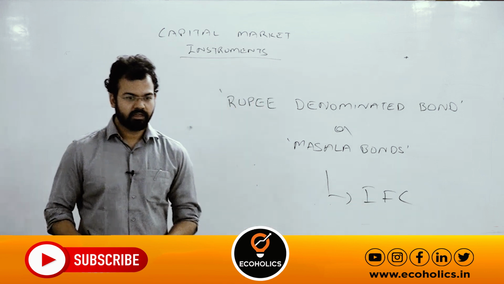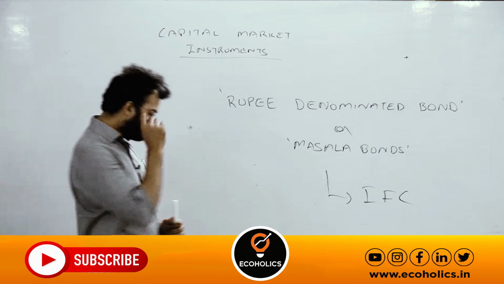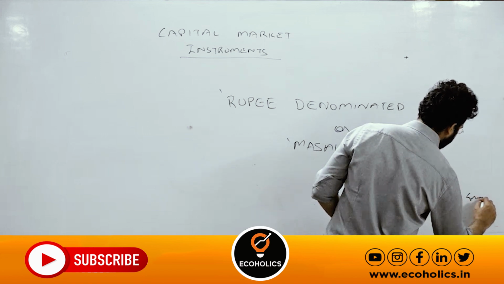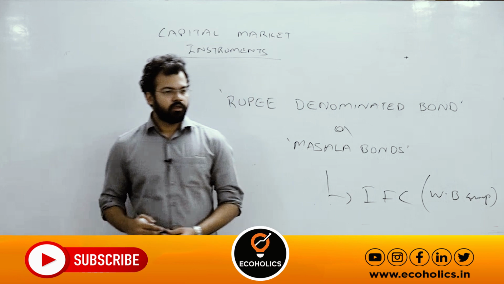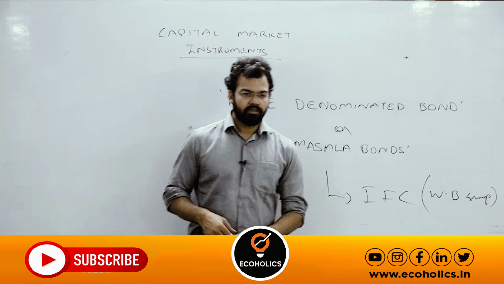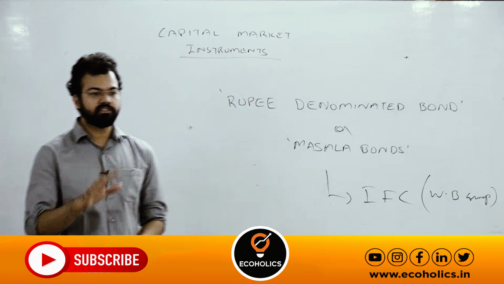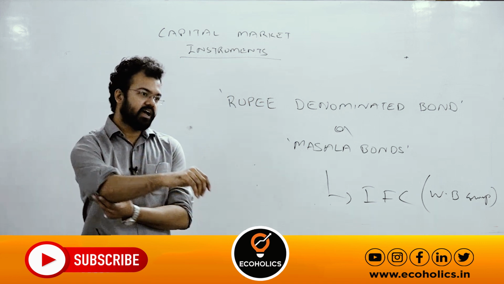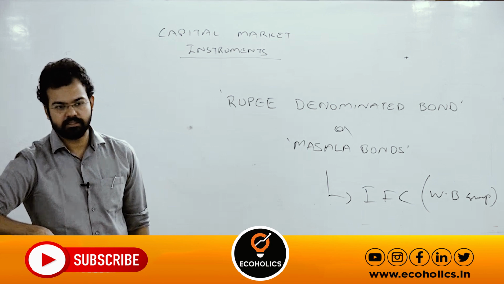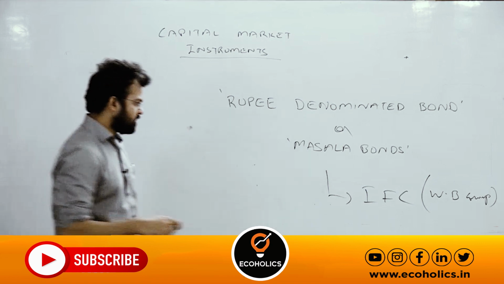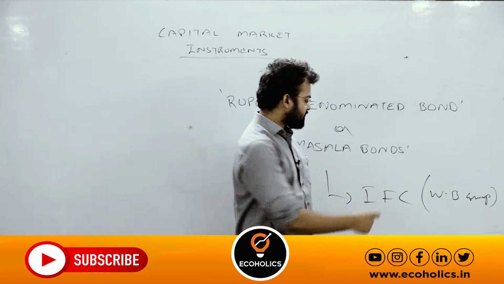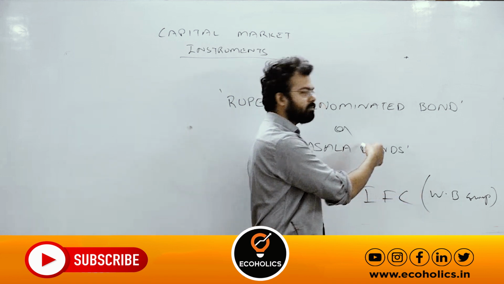What is IFC? It is one of the arms of World Bank Group. World Bank is a different thing. World Bank is only IBRD. If you have World Bank Group, there are 5 institutions: IBRD, IFC, MIGA, IDA, and ICSID. We'll explain in organizations. So one of the arms, established in 1960, International Finance Corporation. This IFC, part of World Bank Group, issued Masala Bonds.